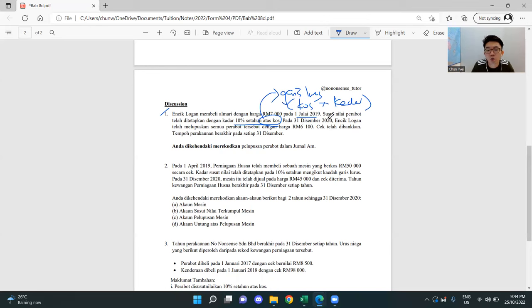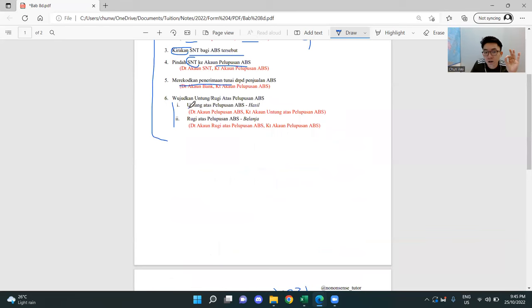Pada 31 December 2020, Encik Logan telah melupuskan semua perabot tersebut dengan harga RM6,100. What is this RM6,100? Meaning this RM6,100 is the harga jualan. We sell our almari, we sell our perabot dengan harga RM6,100, and check lah di bank. Tempoh perakaunan berakhir pada setiap 31 Disember. Anda dikehendaki merekodkan pelupusan perabot dalam jurnal. Now, by doing this, we also want to know, adakah kita untung atau kita rugi for this penjualan?